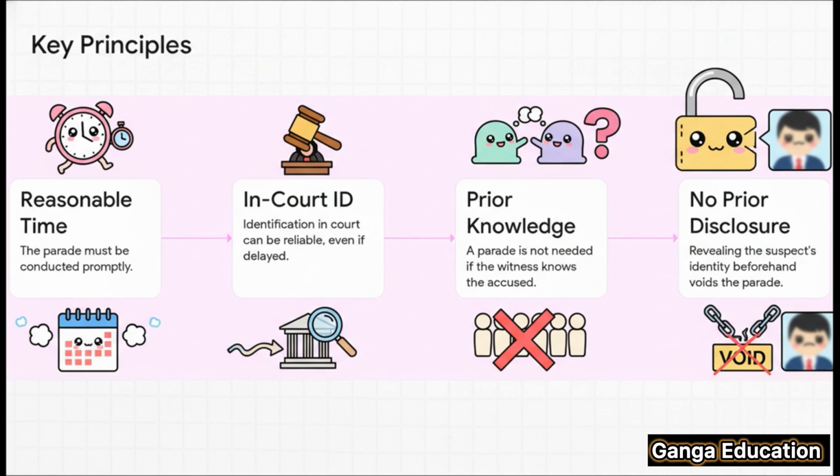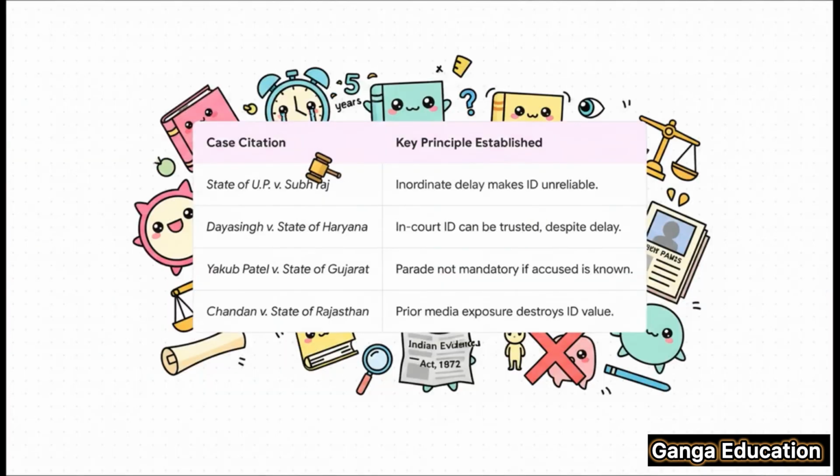Second, an identification made in court can still be powerful, even if there's been a long delay. Third, and this is just common sense, if the witness already knows the accused, there's no point in a parade. And fourth, and this one is critical, if the suspect's identity is shown to the witness beforehand, the whole parade loses its value. And these principles all come from landmark cases.